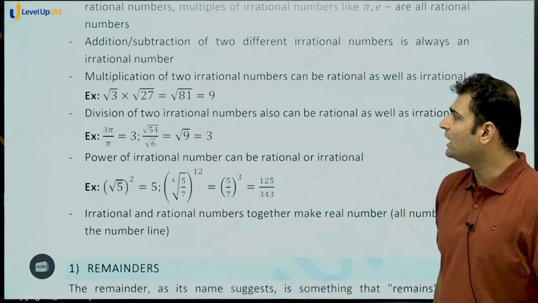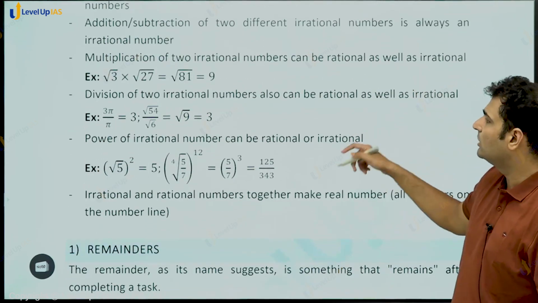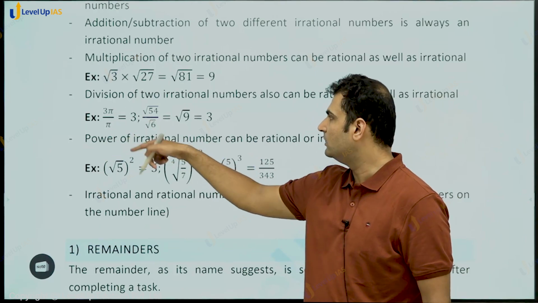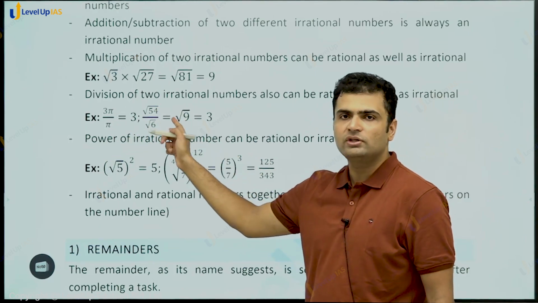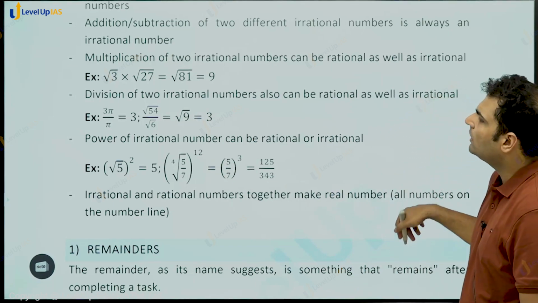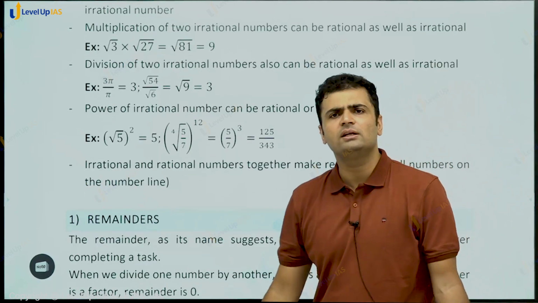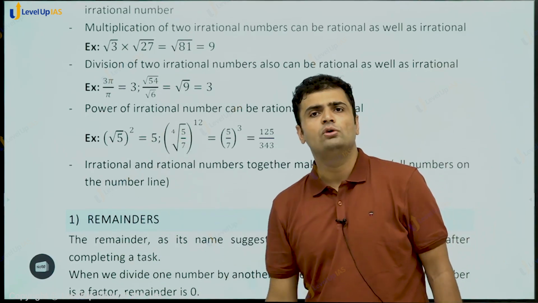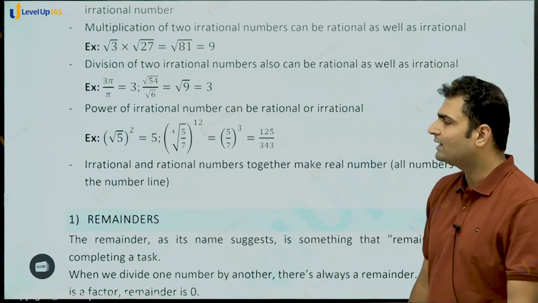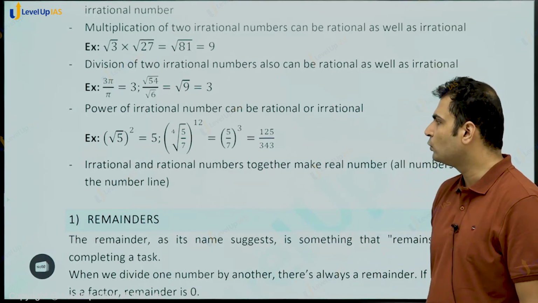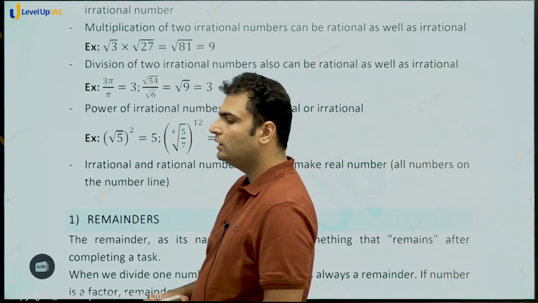Then division of two irrational numbers can also be a rational number, like 3 pi divided by pi is 3. √54 divided by √6 is √9, which is 3. So that is it. Power of an irrational number can be rational as well as irrational. The square of √5 is 5, the square of √2 is 2, so that can be rational as well. And rational and irrational together make up the real number system.